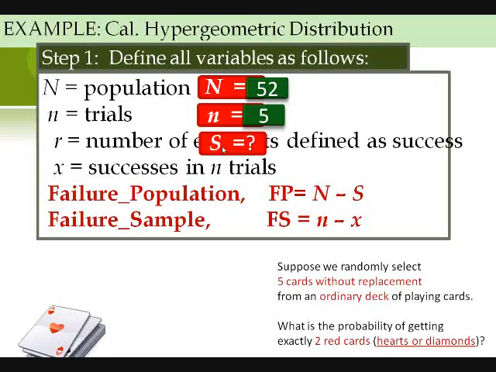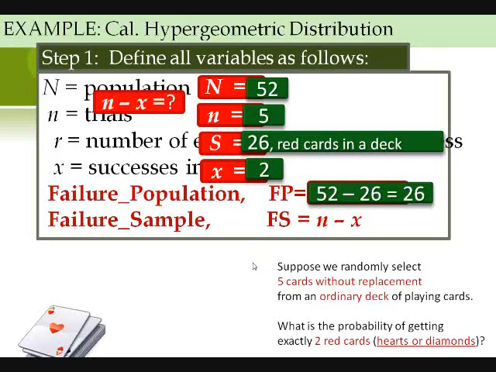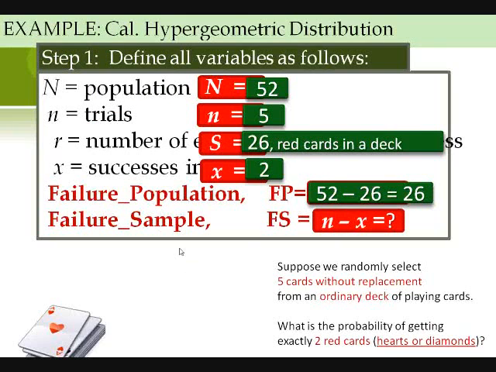So how many successes are there in the population? Well, we're trying to draw red cards, and there are 26. Half the deck has red cards. 13 hearts, 13 diamonds. Now, as we draw, we're hoping to get 2 red cards. So in our sample, X is going to be equal to 2. Now we can go ahead and calculate what I call the failure population, and then the failures in the sample, because that'll just help us out a little bit.